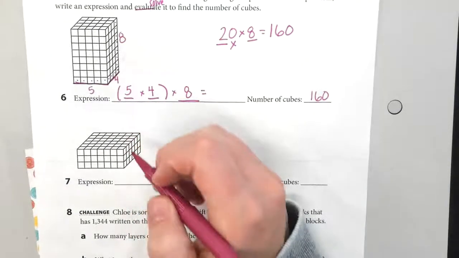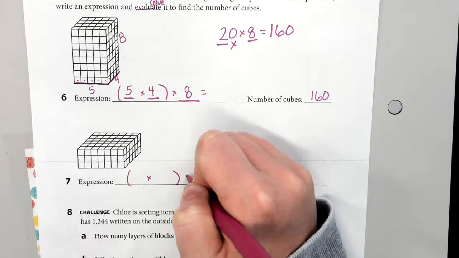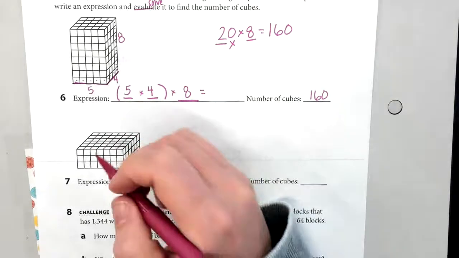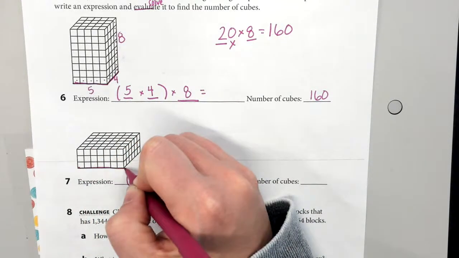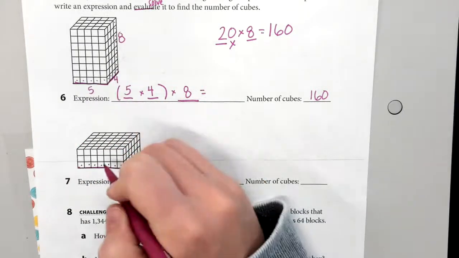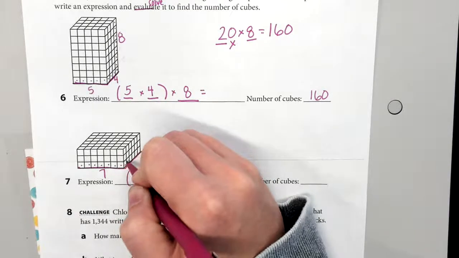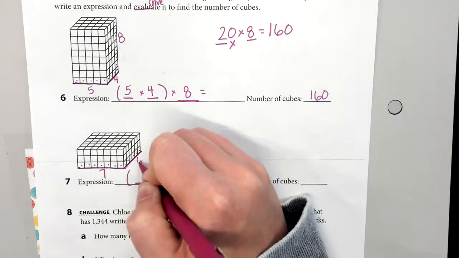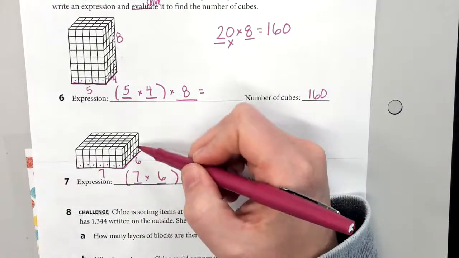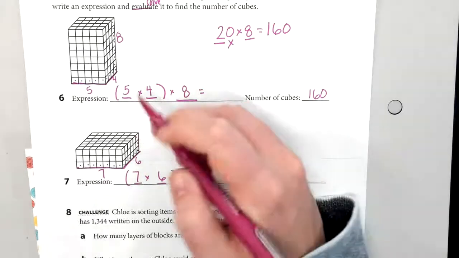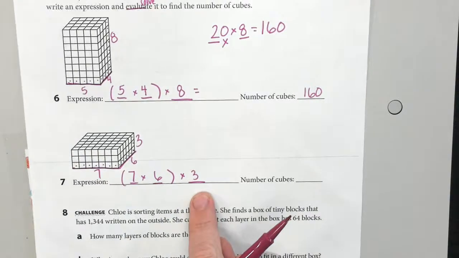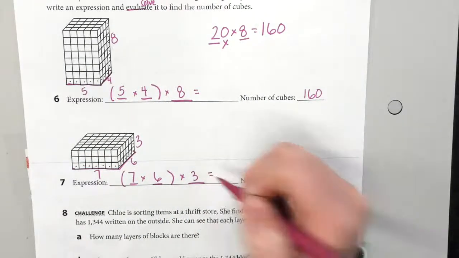Number 7, same thing. Base first times how many layers. That's going to be my expression. So let's do this dimension by this dimension. 1, 2, 3, 4, 5, 6, 7 by 1, 2, 3, 4, 5, 6. My base is a 7 by 6. That's the very bottom layer. How many layers are like that? 1, 2, 3. This is my expression. Now I need to evaluate it, which means I need to solve.